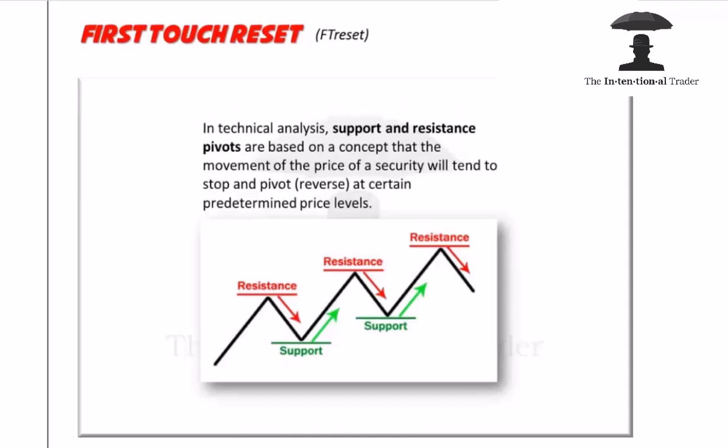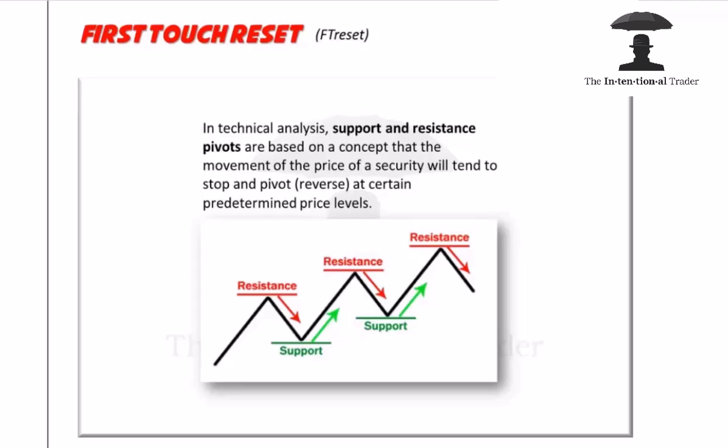We're going to talk about the first touch reset, or FTreset indicator. The name came from a trade setup from many years ago when I was trading simply support and resistance trades, and has since stuck. Although it may not make a whole lot of sense to a lot of people, it's just one of those names that we stuck with over time. But what we're doing is we're creating support and resistance pivots.